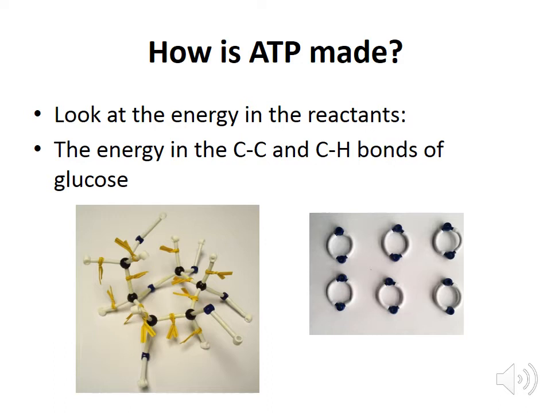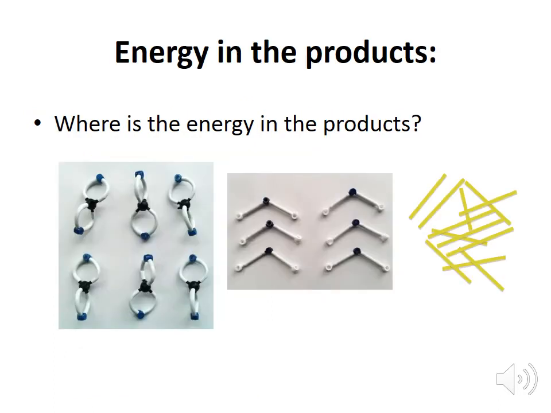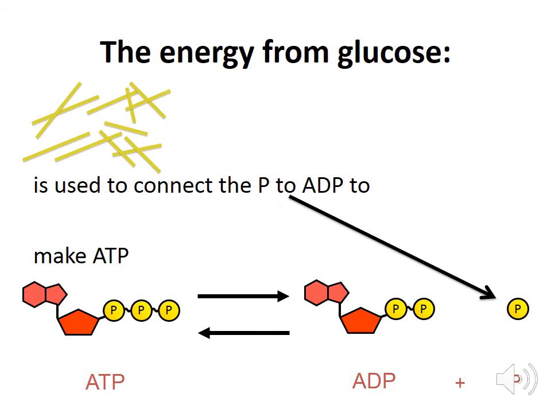So let's look at the energy and the reactants of cellular respiration. There's energy in the C-C and C-H bonds of glucose, and it reacts with oxygen gas. And when you, in your molecule models, rearranged those molecules into carbon dioxide and water, the energy in the C-C and C-H bonds was released. Well, it turns out that the energy from glucose is used to connect the phosphate group to the end of an ADP to make ATP.